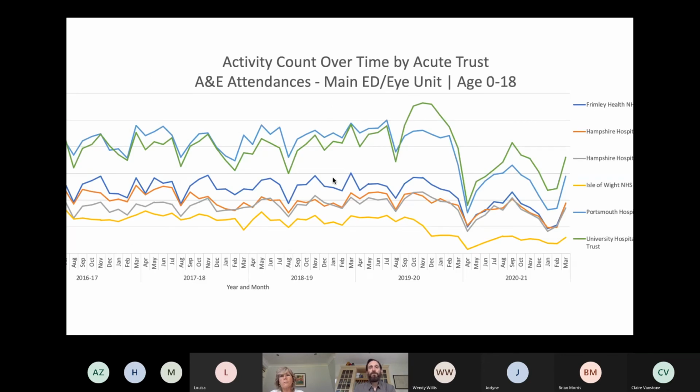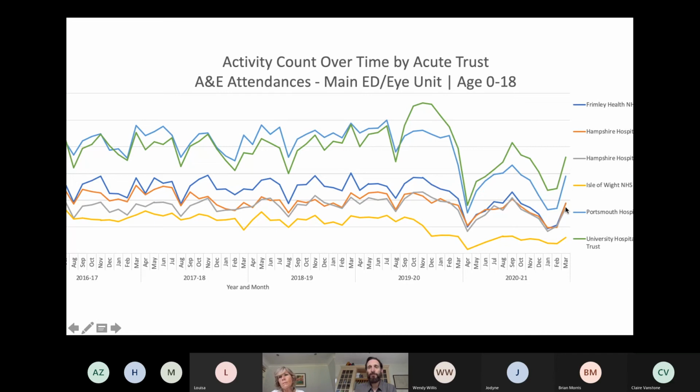This is data taken from the STP dashboard. This is available on the Health Together website for those with logins, but you can see the sort of normal fluctuation of activity. These are emergency department attendances at the different trusts in our area. And you can see that big plummet during that first lockdown in March, April last year, a gradual recovery over the summer, and then coming down again over winter, and now increasing sharply.